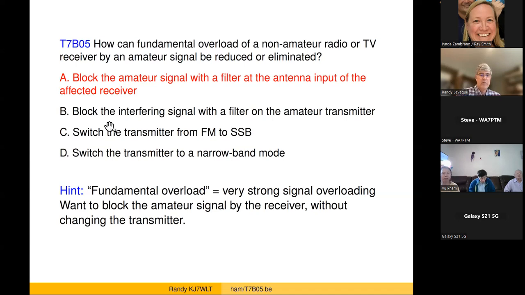But one way to remember that this is the right answer is it's the only one that talks about modifying the receiver. All the others talk about modifying the transmitter. And it's not really clear here whether they're talking about the transmitter of your amateur radio or the transmitter that's transmitting the non-amateur radio or TV signal, the broadcast station. But you certainly can't do anything to change those transmitters. So the best thing to do is to fix your own receiver.